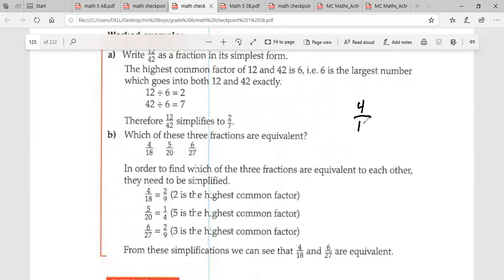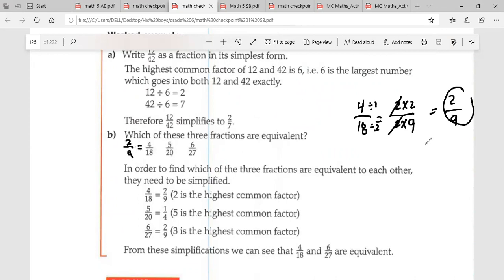4/18. You do the same. 4 is 2 multiplied by 2, and 18 is 2 multiplied by 9. We can cancel 2 with 2, and we get 2 out of 9. If you didn't understand this method, we can divide by 2 here and by 2 here, and we get the same result. So first, instead of 4 over 18, I put 2 over 9.